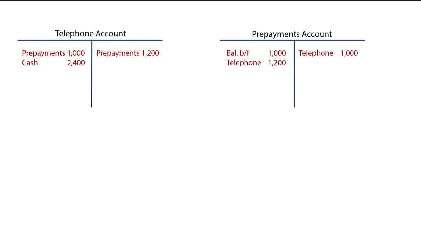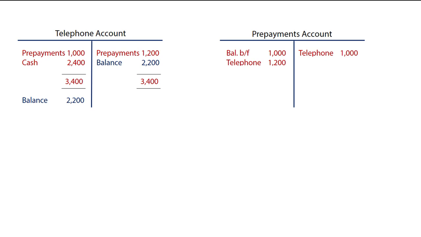Let's move on to balance the account. First, we deal with the telephone account. We bring total lines on both sides of the account. So the debit side has a total of $3,400. The credit has $1,200. So we put the bigger, which is the $3,400, in the total lines. Come to the smaller side, which is the credit side, and find the difference, which becomes the balance. So the balance is now $2,200. We move it to the opposite side, which is the debit, and put it there.